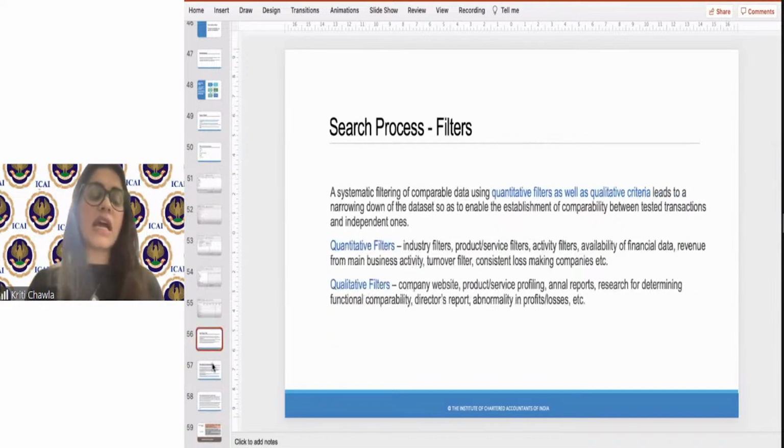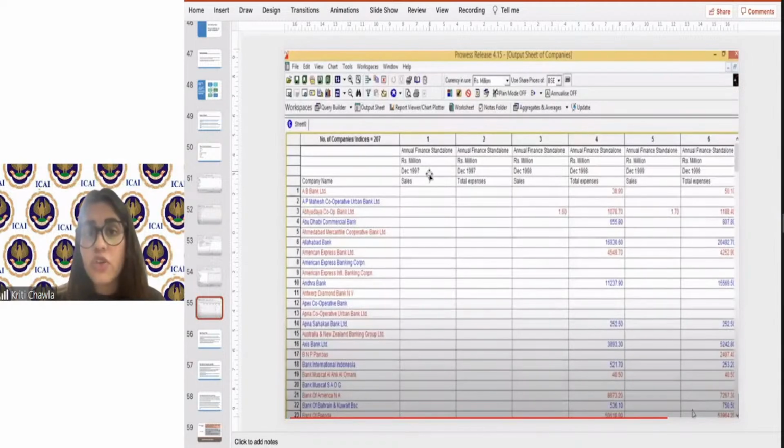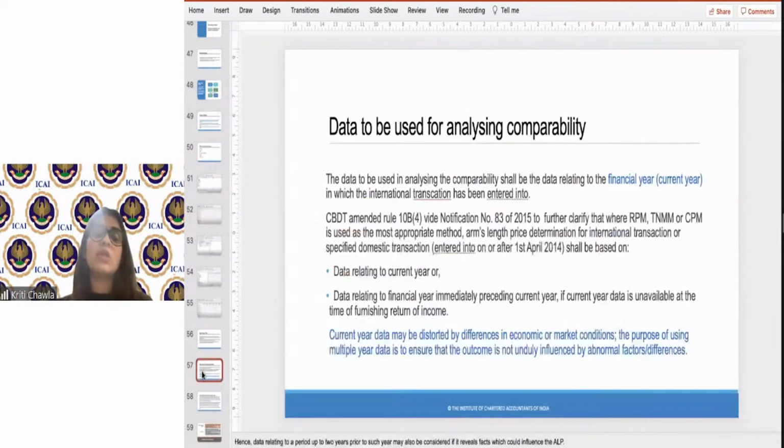So now the thing is, I've come down to 11 companies. Now, if you see, in this situation also, the software gave me 3 years. Now the point is, do you have to use 1 year or can you use multiple years? Well, there was a time that the Indian laws said that you can use just 1 year. You have to use just the current year. So you'll have to see what the transaction is. If this transaction relates to financial year 22-23, make sure that the comparable companies also have transactions in 22-23.